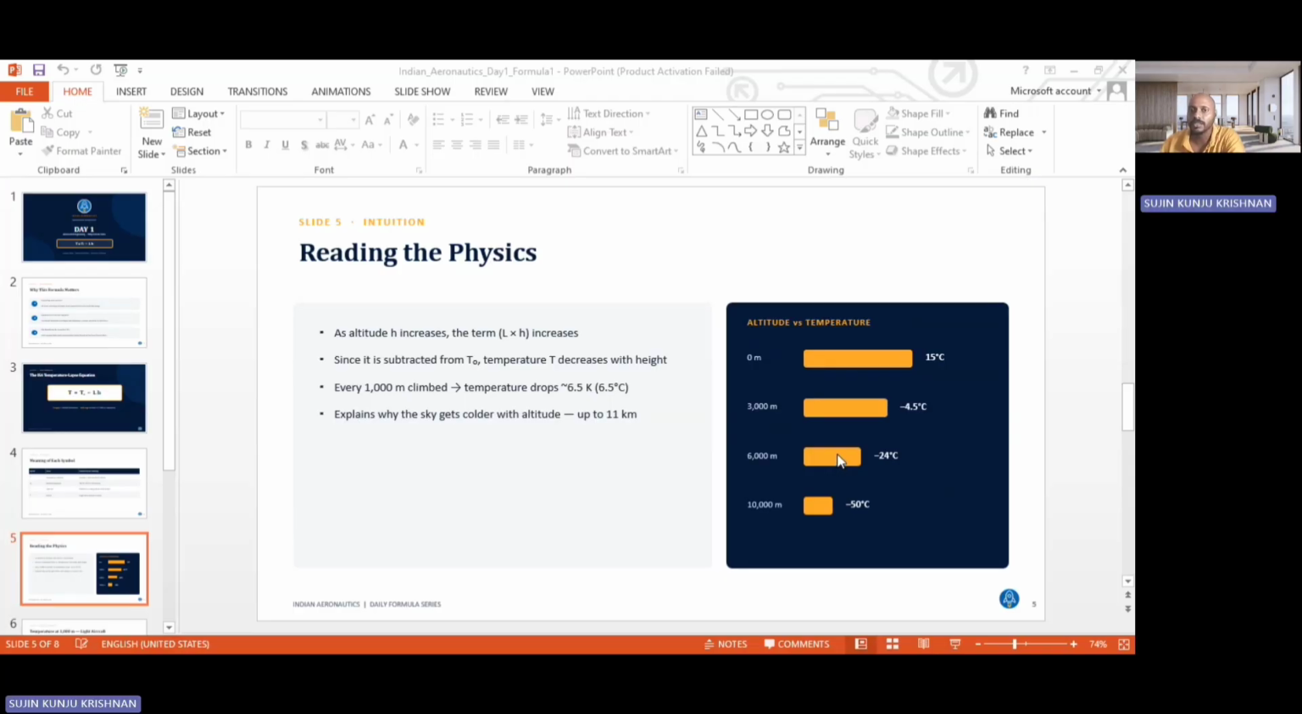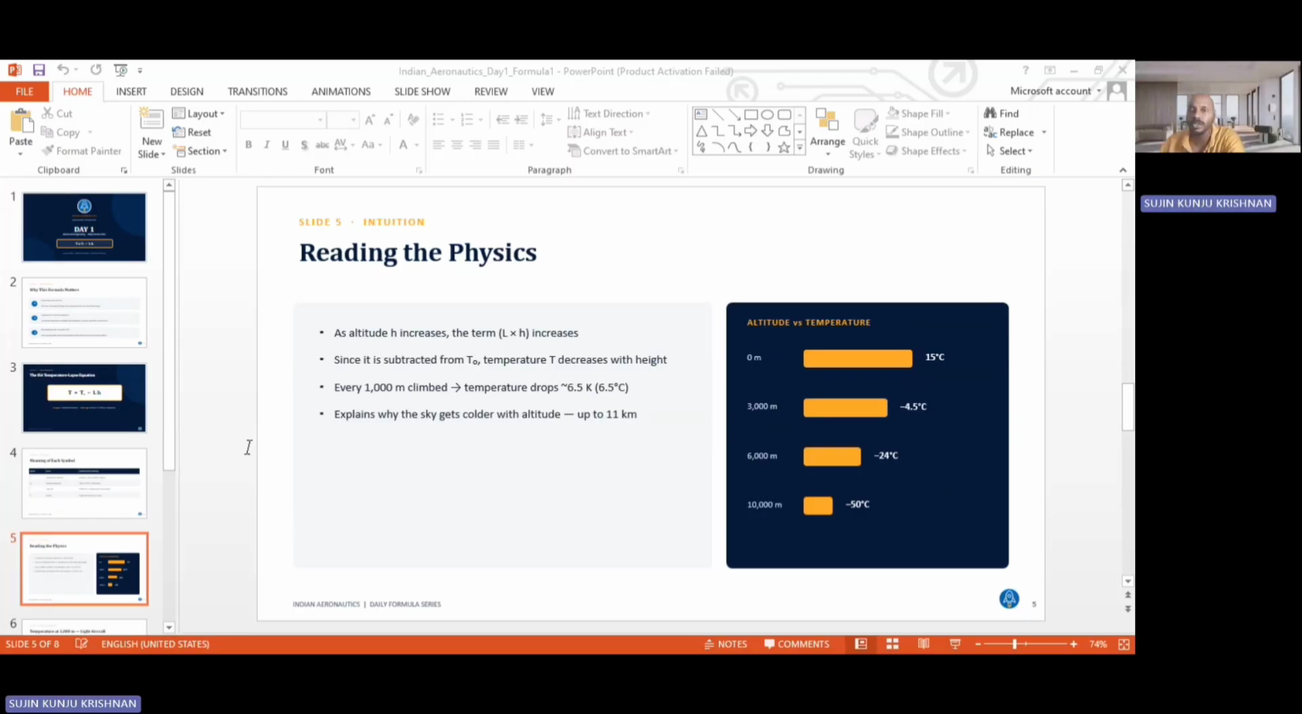Climb 5 kilometers and it's roughly 32 to 33 degrees colder than at sea level. That's why the top of the mountain has snow, while the base can be tropical. And why the airliner cruising at 10,000 meters is flying through air around minus 50 degrees Celsius.